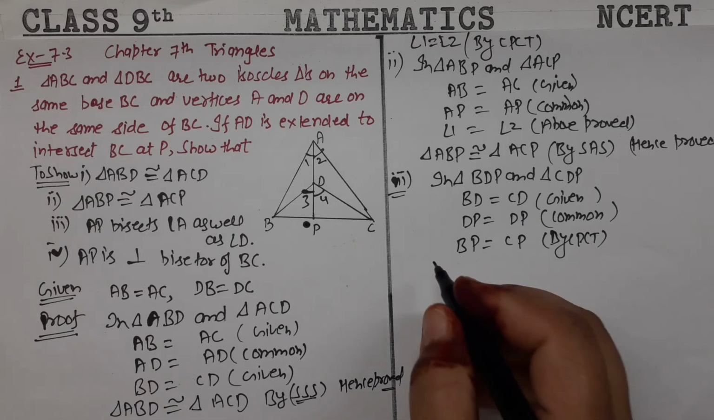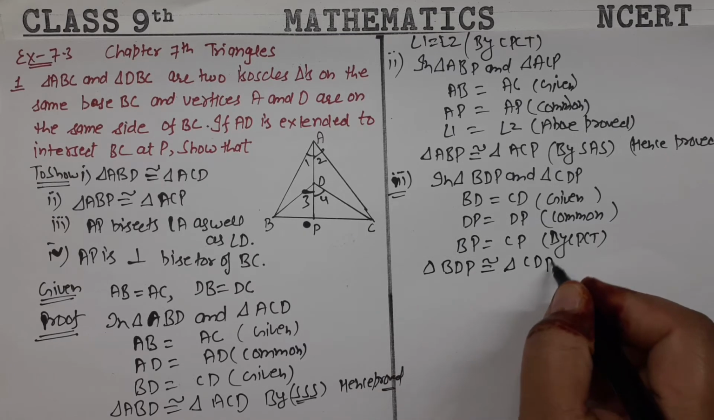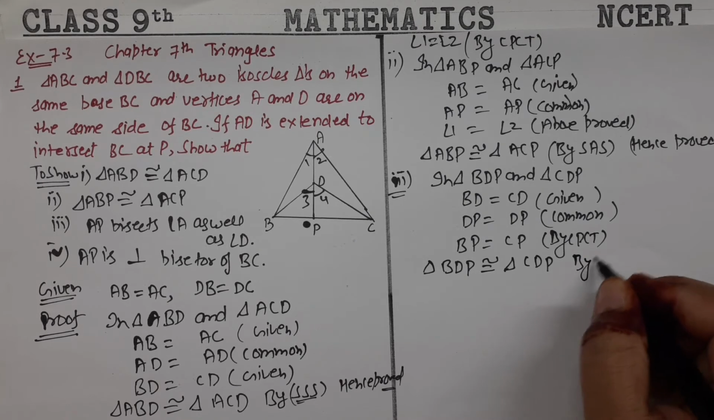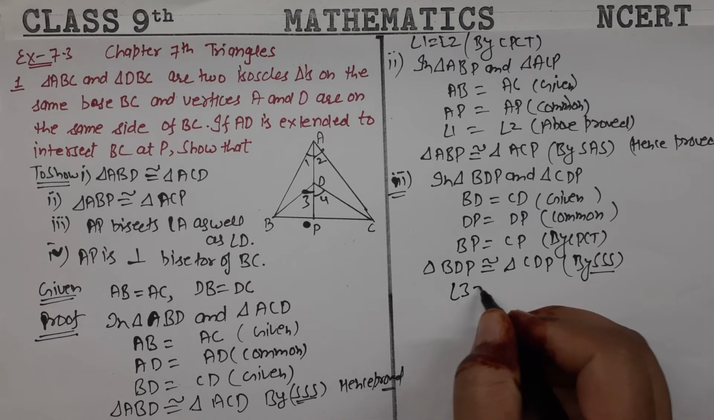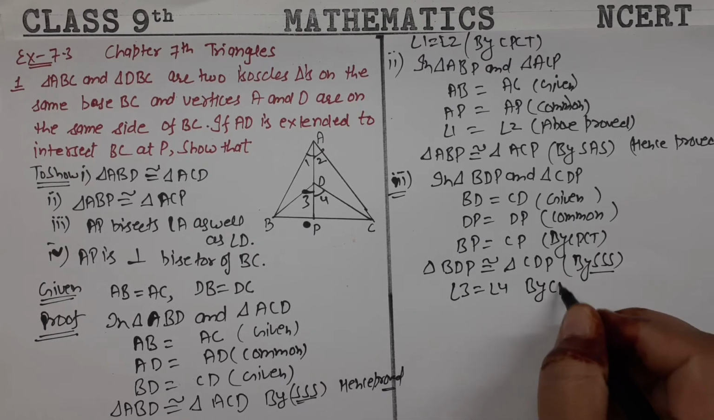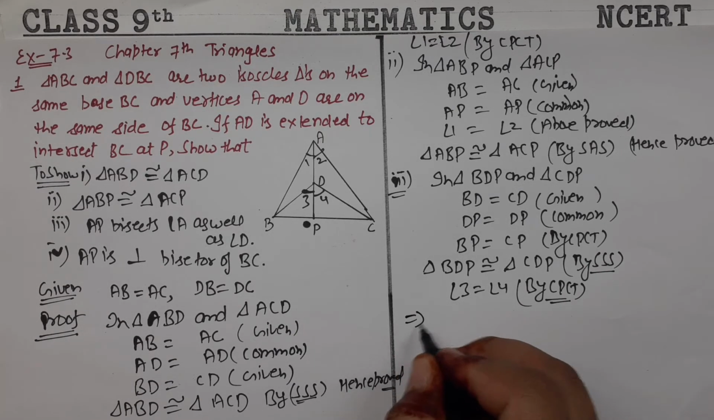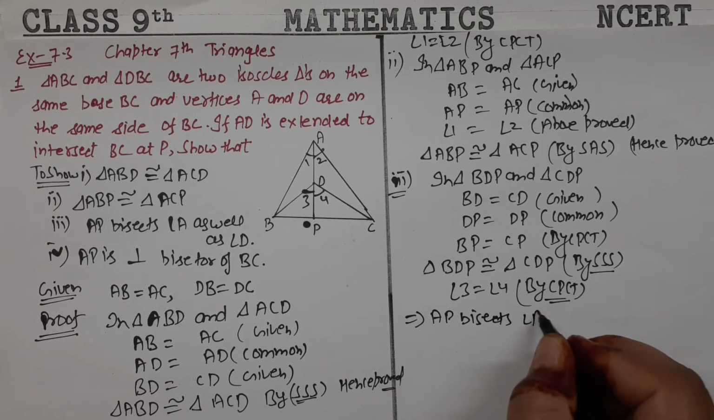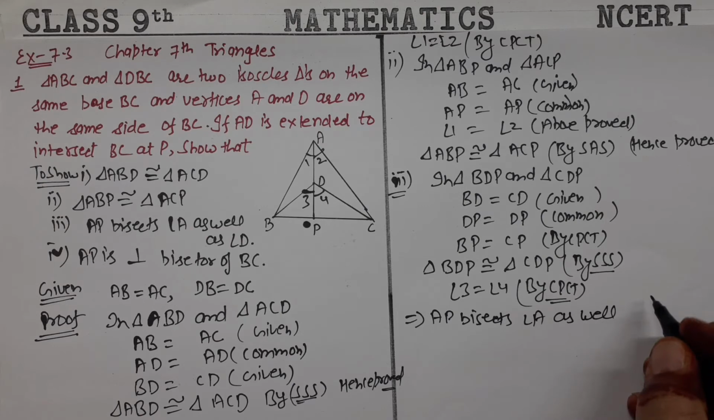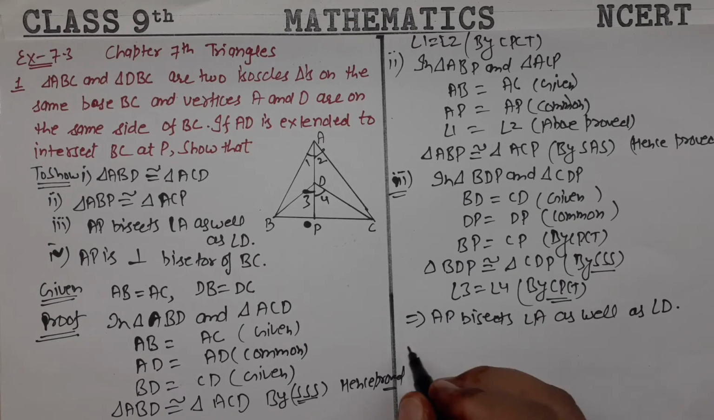So, triangles are congruent by SSS. So, angle 3 equals angle 4 by CPCT. So, AP bisects angle A as well as angle D. Now the next and last, fourth part.